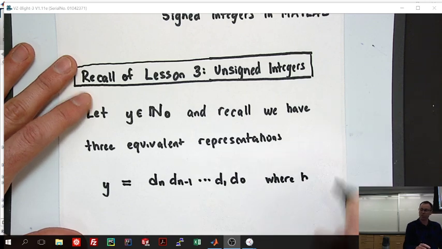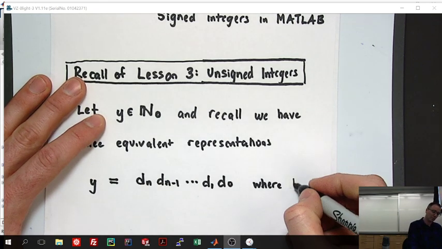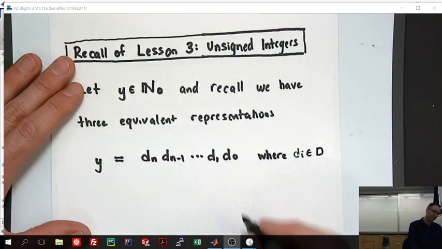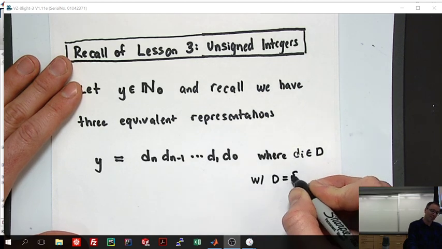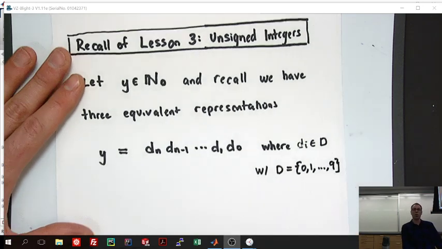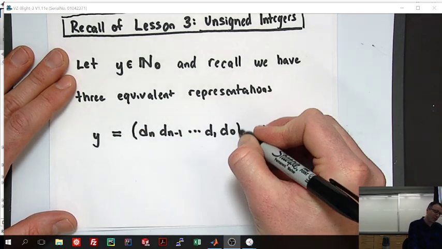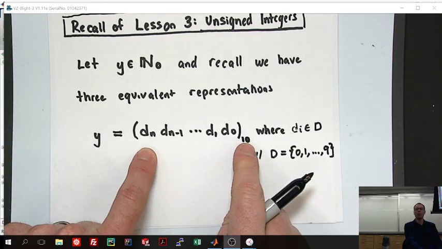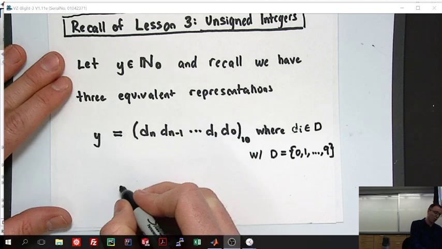We said that each decimal digit came from the set of all possible decimal digits. So if we looked at each decimal digit, we could choose any number between 0 and 1 less than the radix, right? For giggles, we also said to ourselves, anytime we're going to think about a number in base 10 representation, we can put parentheses and a subscript 10. And that meant that each of these things was scaled by the corresponding radix.